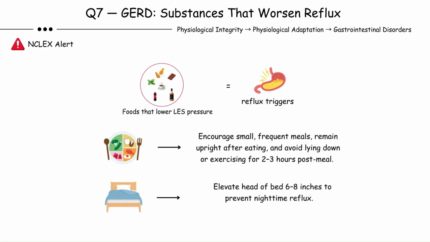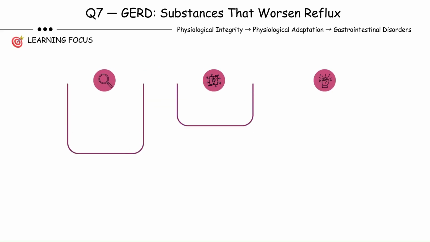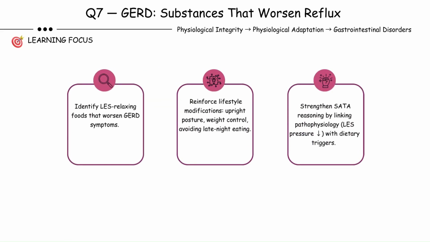Here's the key takeaway from this question. When you hear GERD, think LES pressure. Anything that relaxes the sphincter or increases stomach pressure will worsen reflux. If you can connect the food to that mechanism, you can predict whether it belongs on the avoid list. Let's move on to the next question and keep building your GI clinical judgment.